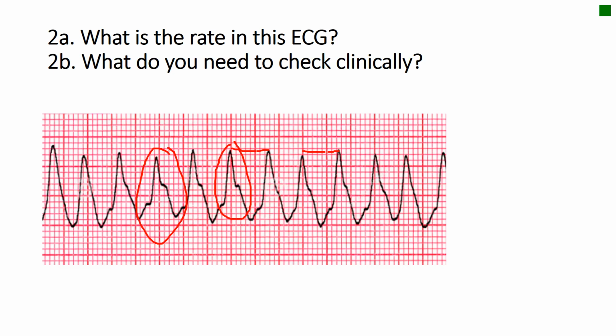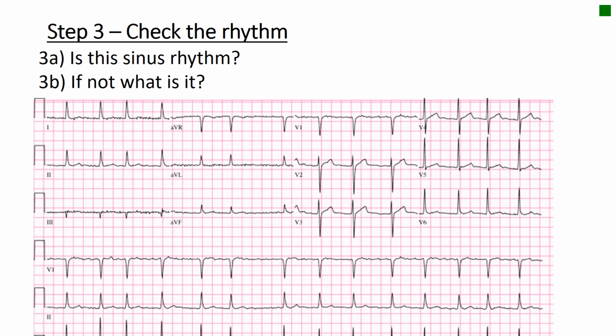If this is ventricular tachycardia, what do you need to check clinically? Well, we need to check whether there's a pulse. Is the patient having pulseless VT, or is there a pulse present? So now we're moving on from rate to rhythm. And when we're looking for rhythm, we're looking to see whether somebody's in sinus rhythm or arrhythmia, non-sinus.